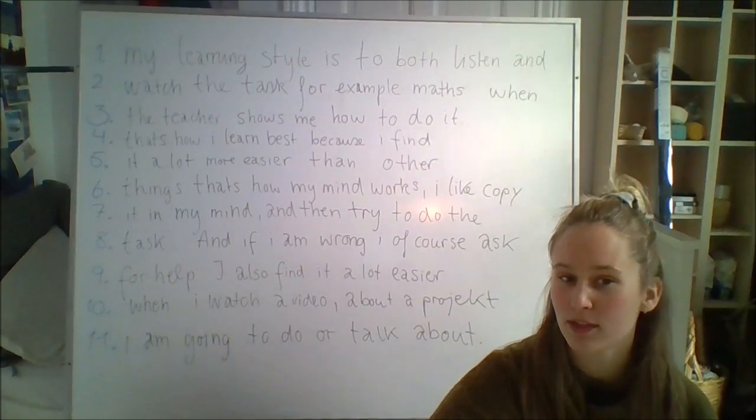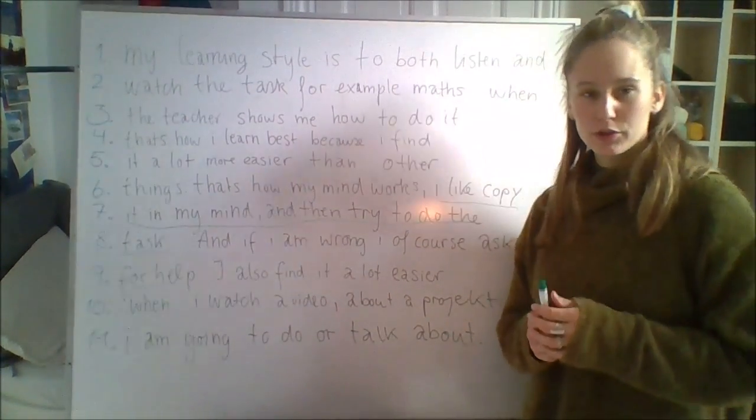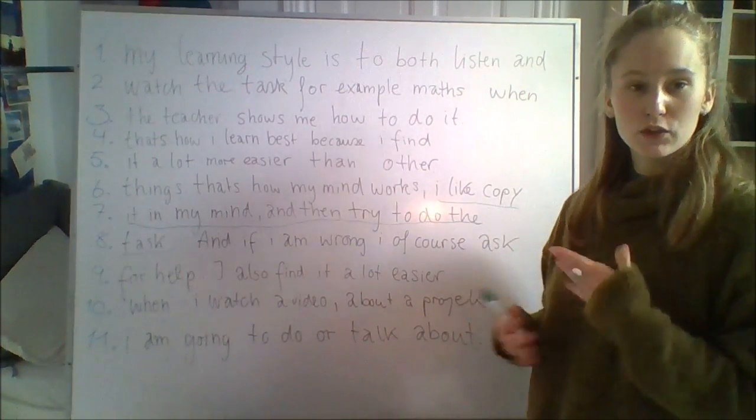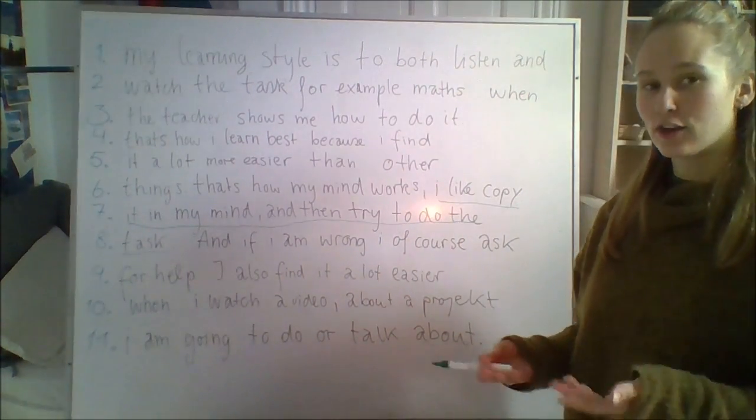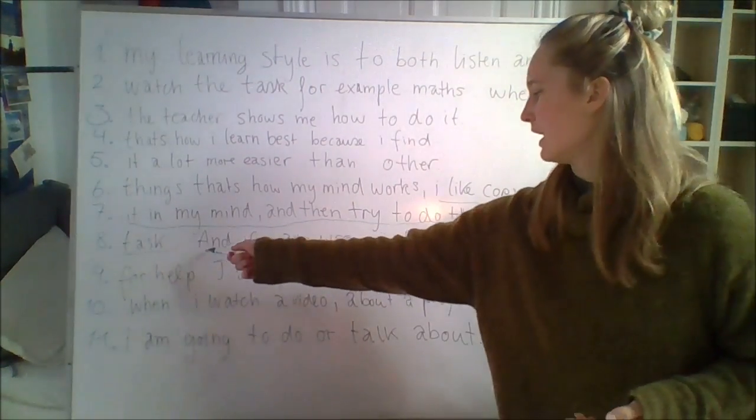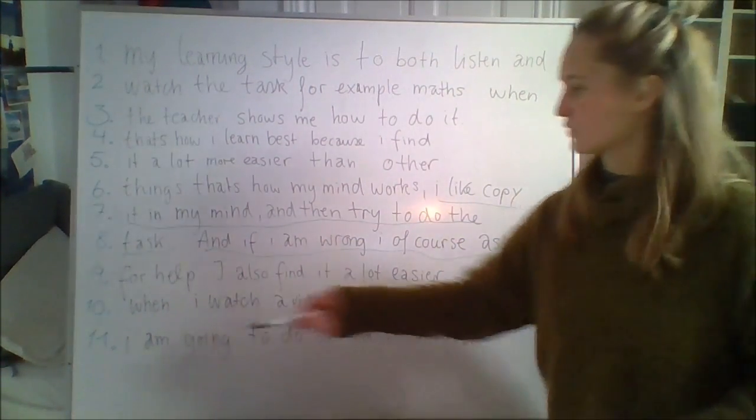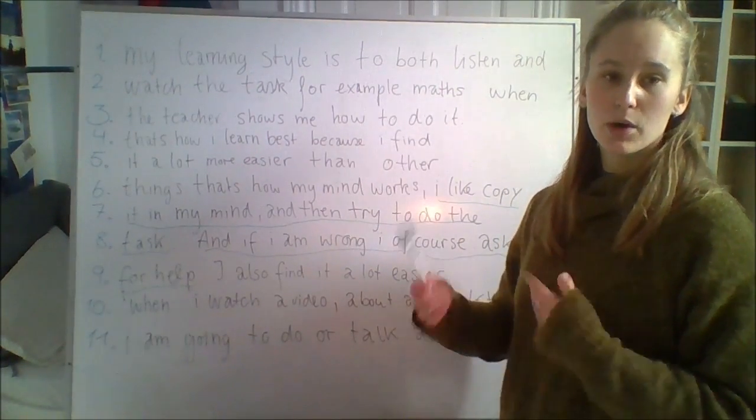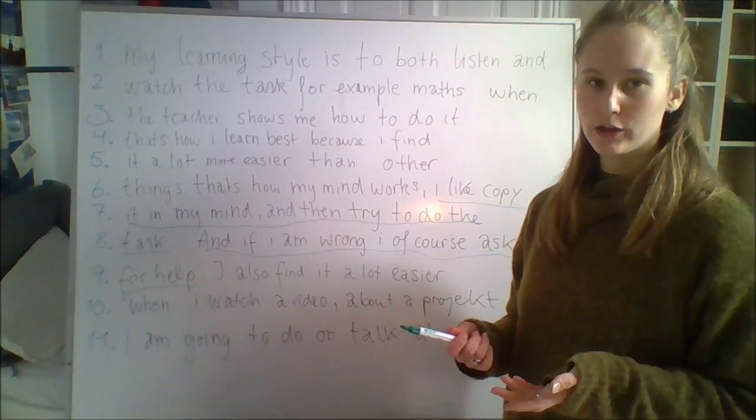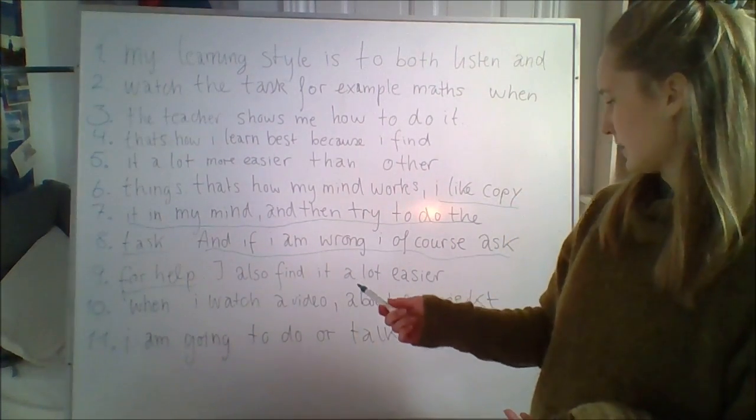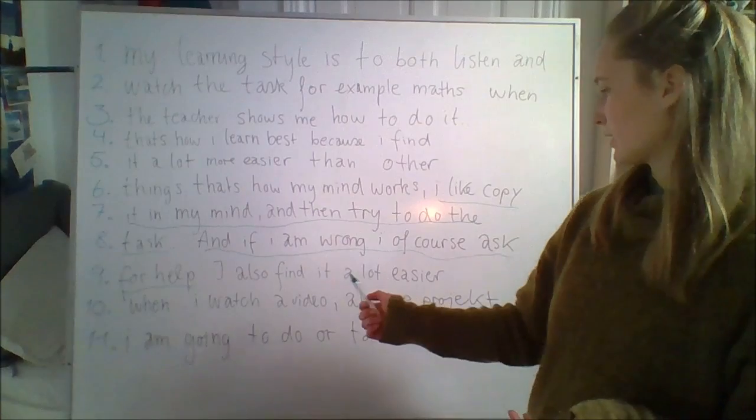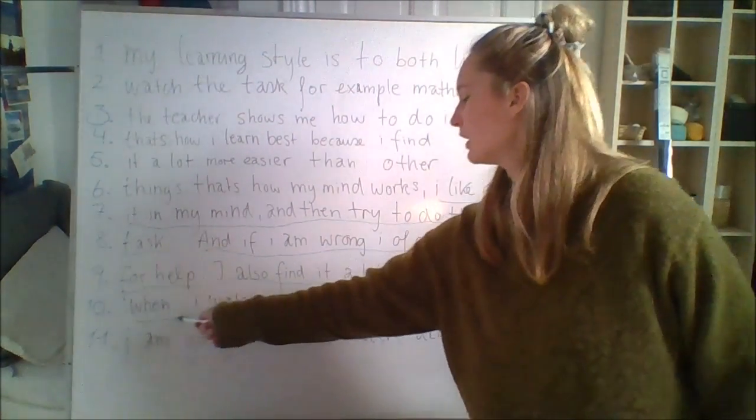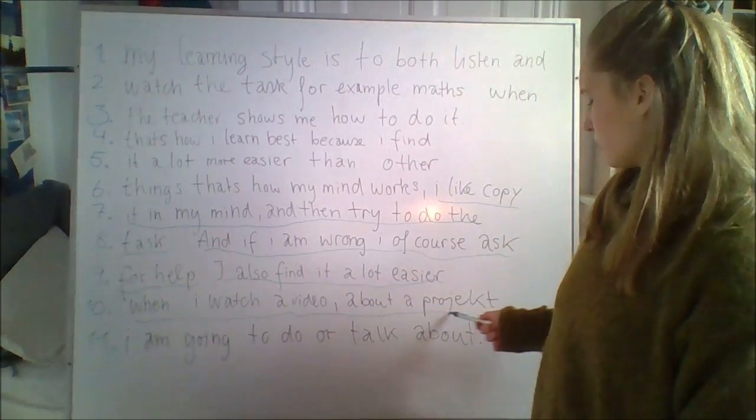The student expresses attitudes. The student also reflects on different scenarios. For example, if he doesn't know how to continue with his task, he's gonna ask for help. So he writes, and if I'm wrong, I of course ask for help. The student is also able to come up with examples that underlines his learning type. For example, he says that he finds it a lot easier when I watch a video about a project.